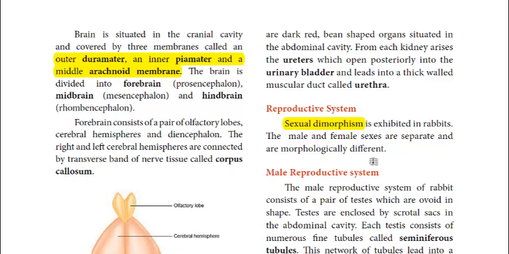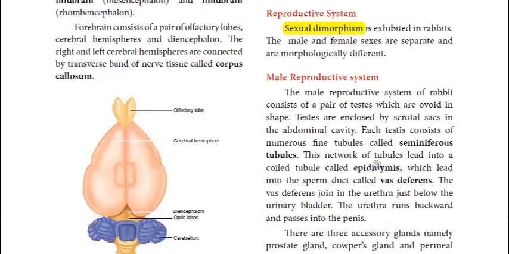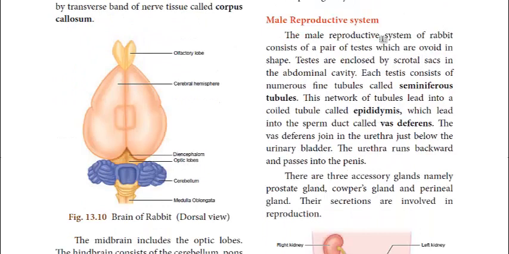So they are different and separate, and at the same time their reproductive organs also show variation. Male reproductive system. The male reproductive system of rabbit consists of a pair of testes which are ovoid in shape. What is ovoid? It is like an oval.